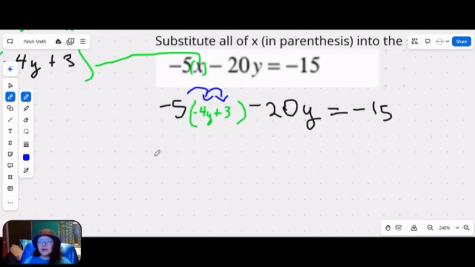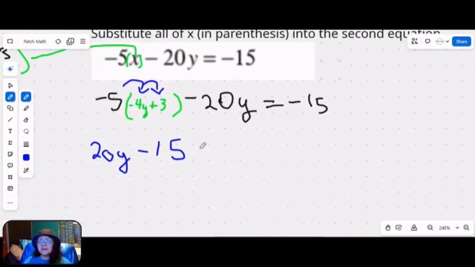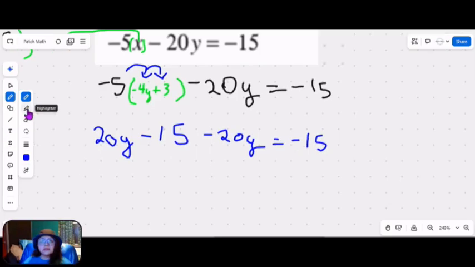If we go ahead and work that, we end up getting 20y, because a negative times a negative is a positive, and a negative times a positive is a negative. And then we have the rest of this here, that negative 20y, equals negative 15.